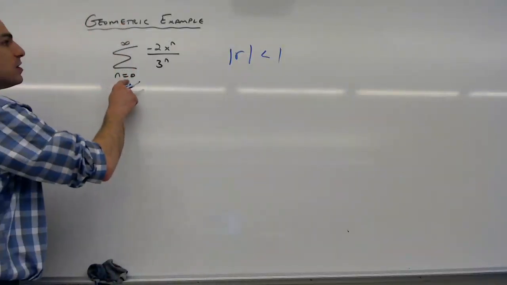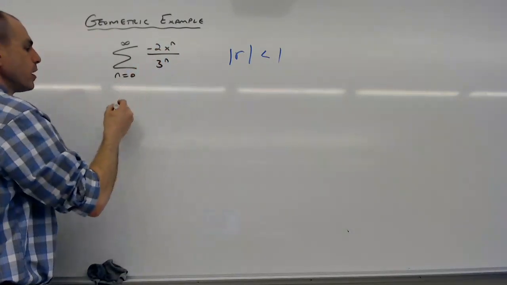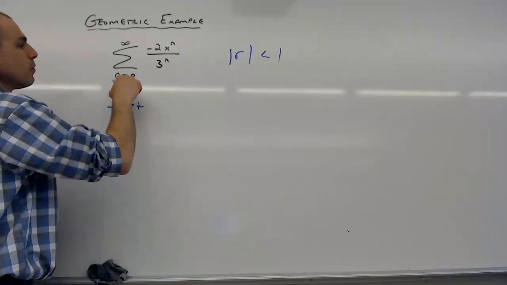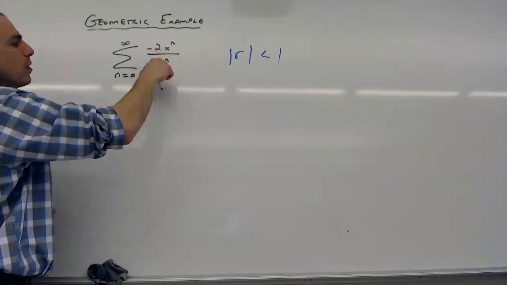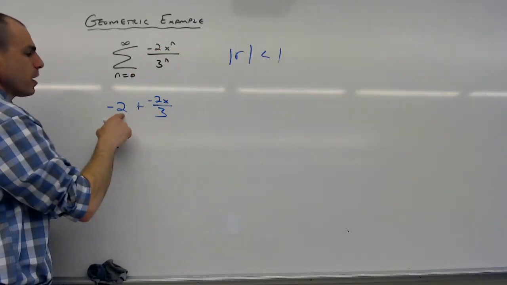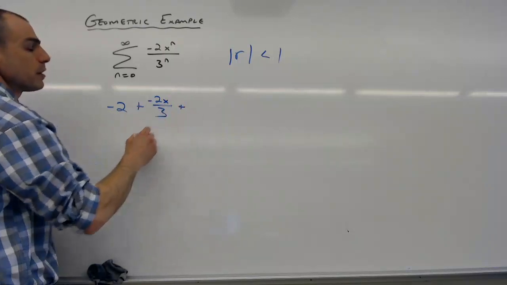If n is 0, then we have negative 2 times 1 over 1, so our first term would be negative 2. And then for our next term, n is 1, so we're going to have negative 2x over 3. We can see, what do we multiply by? We multiplied by x over 3. But if you're not quite sure, let's do another term.